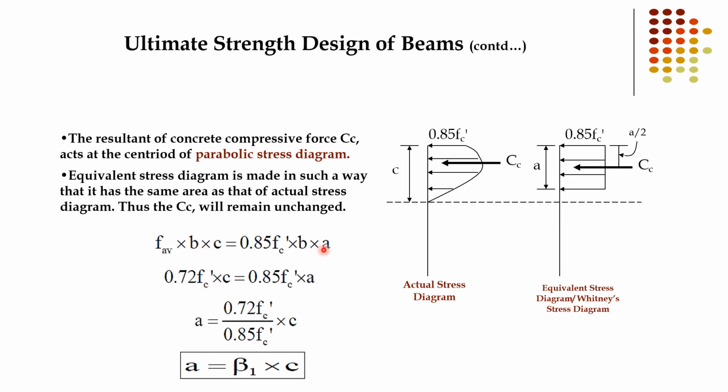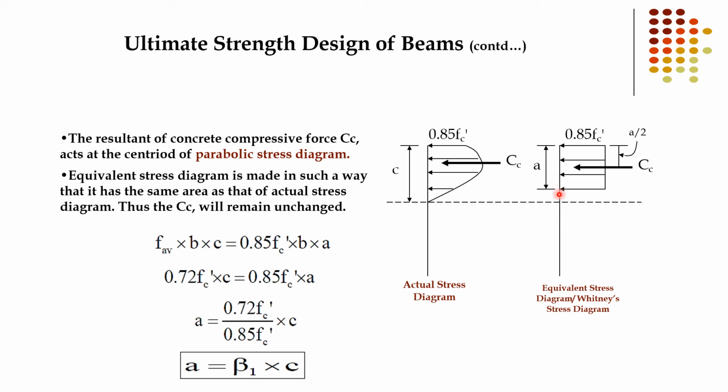B has cancelled because it is present on both sides. Now I will keep A on one side and take this value to the other side. Okay, now this expression will come. After dividing, you will again get the value of 0.85, that we have previously calculated. This is just again the verification of the previous method. So it means when you multiply C with beta 1, you will get A.